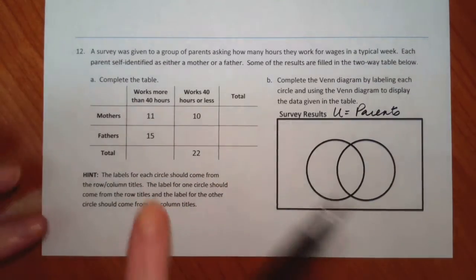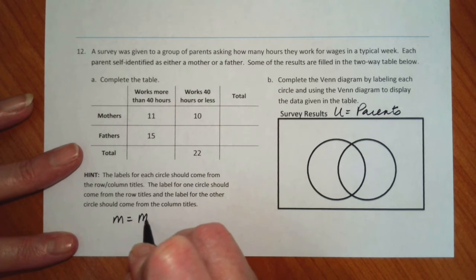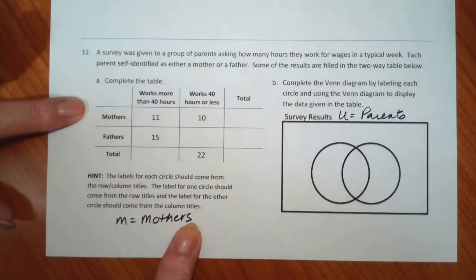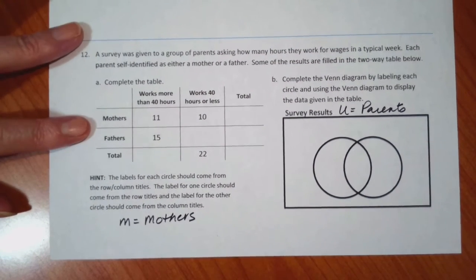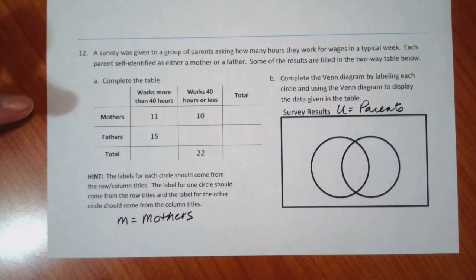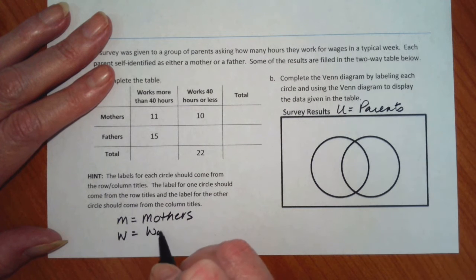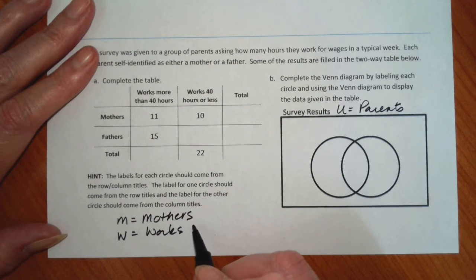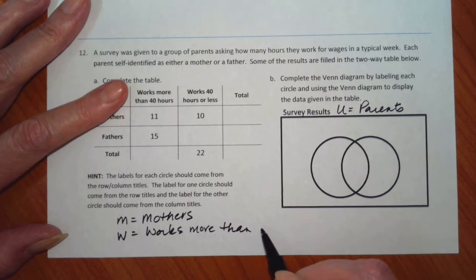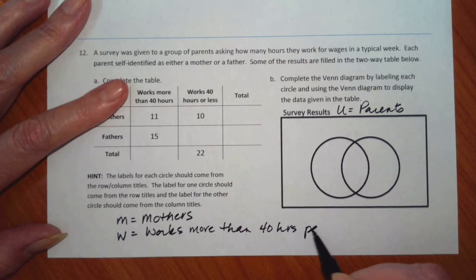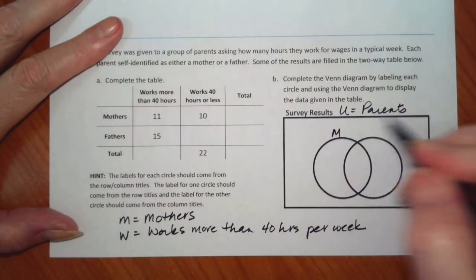Okay, so let's call the circles M for mothers. And here that would show that it's either a mother or a father, since it's parents, they're either going to have to be a mom or a dad. Okay, and let's do W is works more than 40 hours per week. So here we have our M and here we have our W.